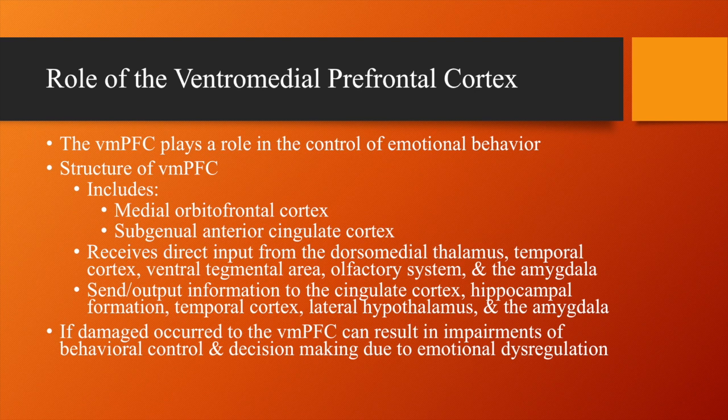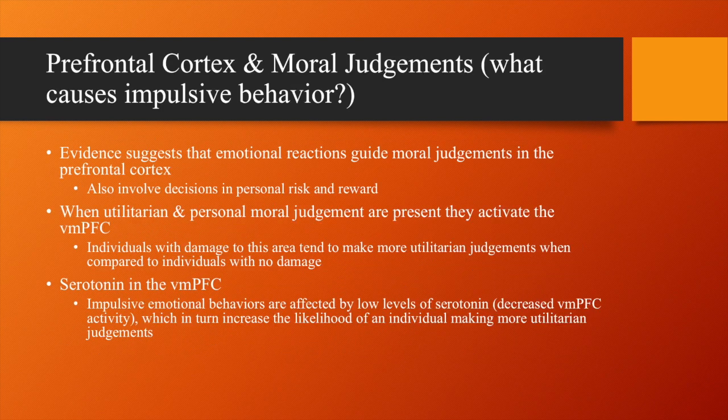Serotonin is an essential neurotransmitter in the VMPFC and prefrontal cortex. Decreased amounts of serotonin are associated with aggression, violence, and risk-taking behaviors. When serotonin is released, it activates the prefrontal cortex.